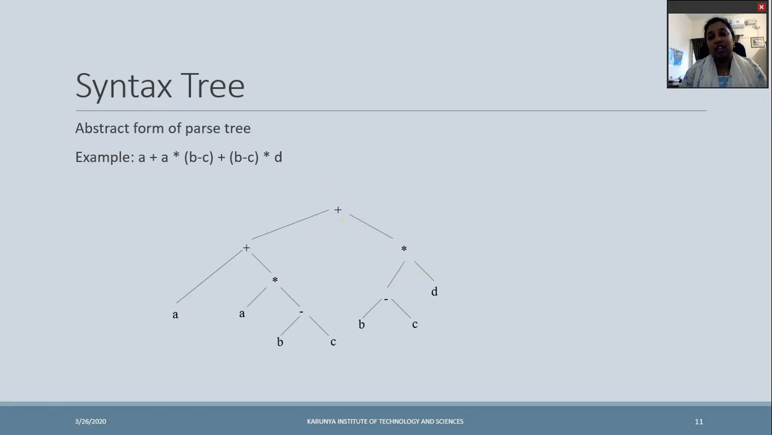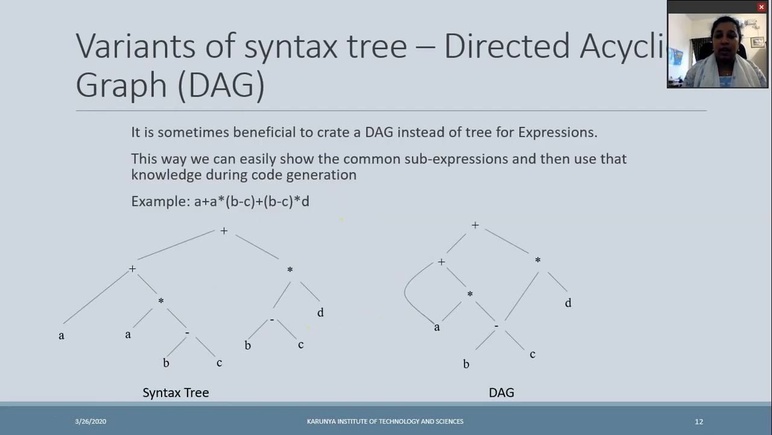You also have something called a directed acyclic graph. Now what is it? Here I have B minus C twice, which is printed in the syntax tree. Let me reduce it. We do a little bit of optimization. In the directed acyclic graph, the common sub-expressions can be represented only once. You can have as many edges as you want. So instead of having two B minus C, I have only one B minus C which is generated. So you have A star B minus C.